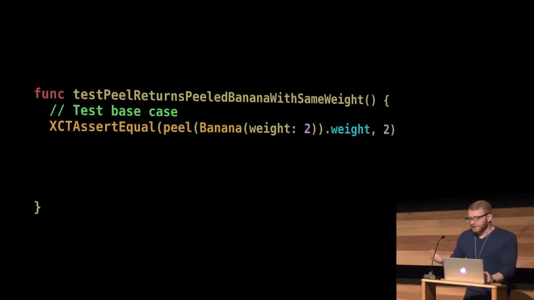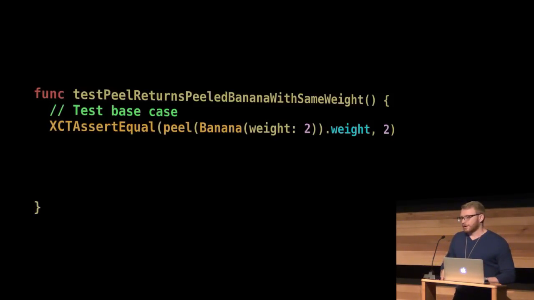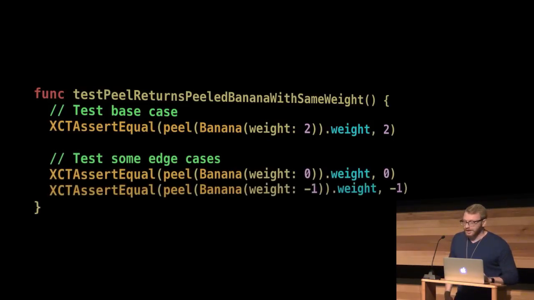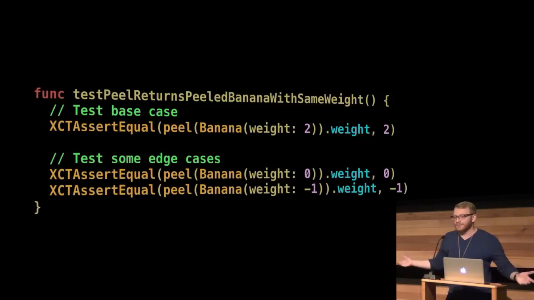So in this case, if we're writing our standard unit test using XCTest, we would think, okay, maybe I'll test the base case, like a banana of weight 2, because that's what I'm going to be using this function for. But maybe some edge cases too, like what if the banana is weightless? What if we're in space? Or what if I have a negative weight banana, like I'm in a black hole or something? I think that's how black holes work.